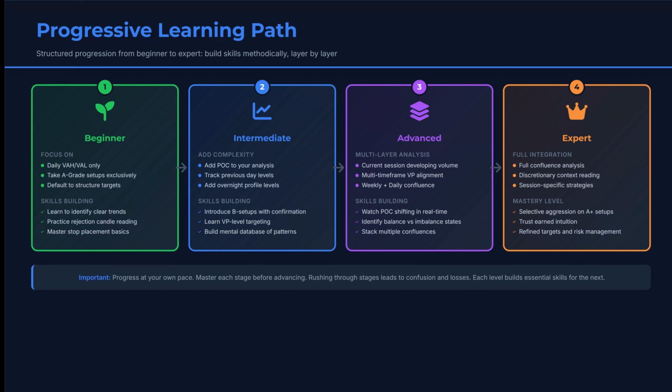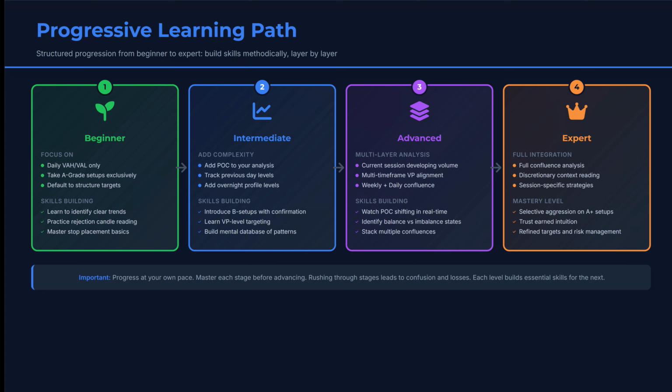Don't trade against the trend. Wait for clear alignment across all 3 factors. Default to structure targets. Use the next volume profile level as your take-profit target. Don't try to predict tops and bottoms. Skills building at the beginner stage.